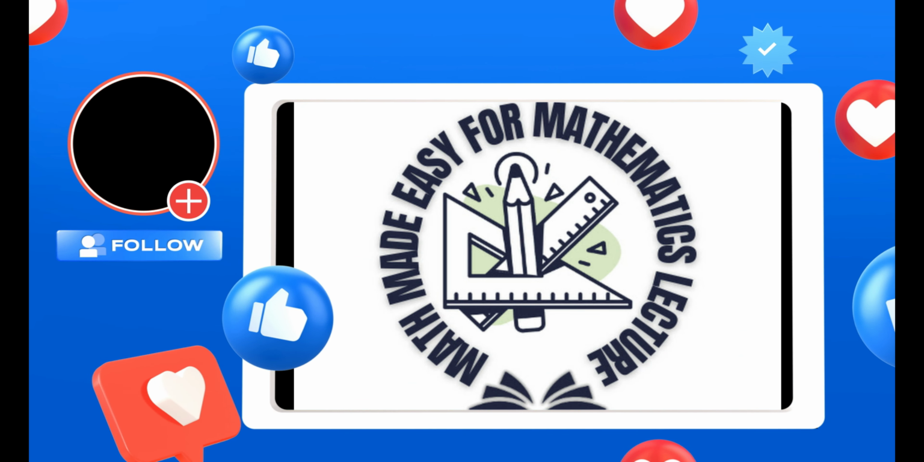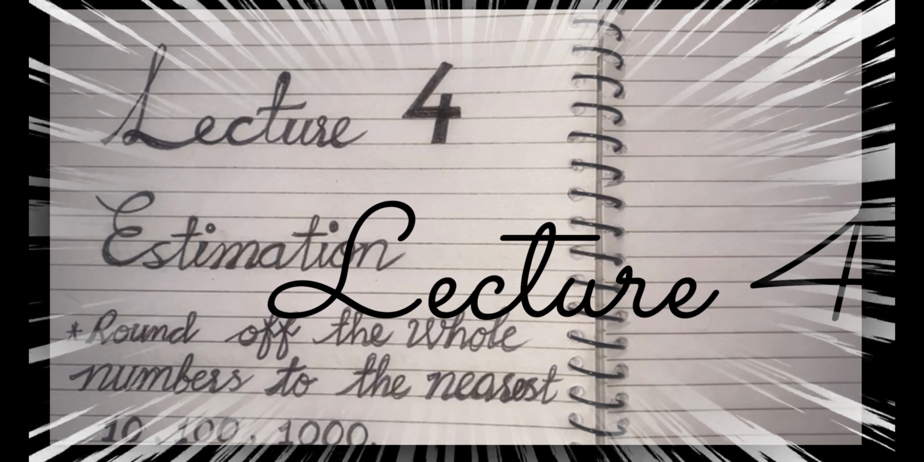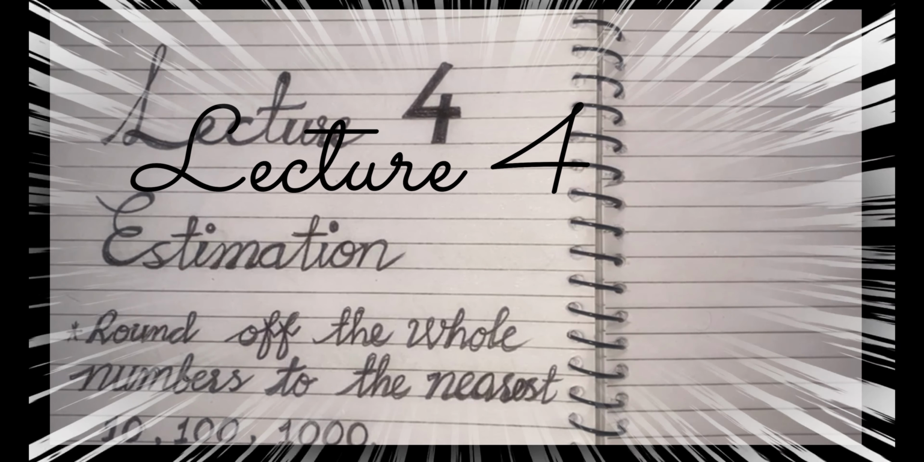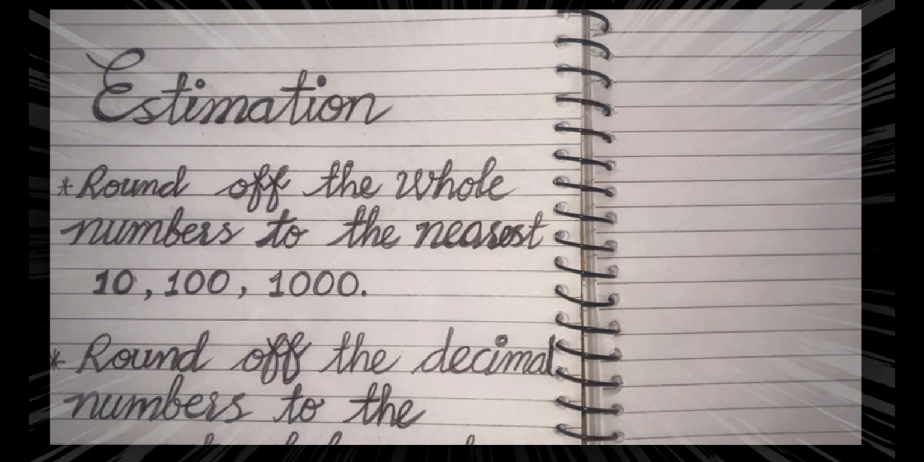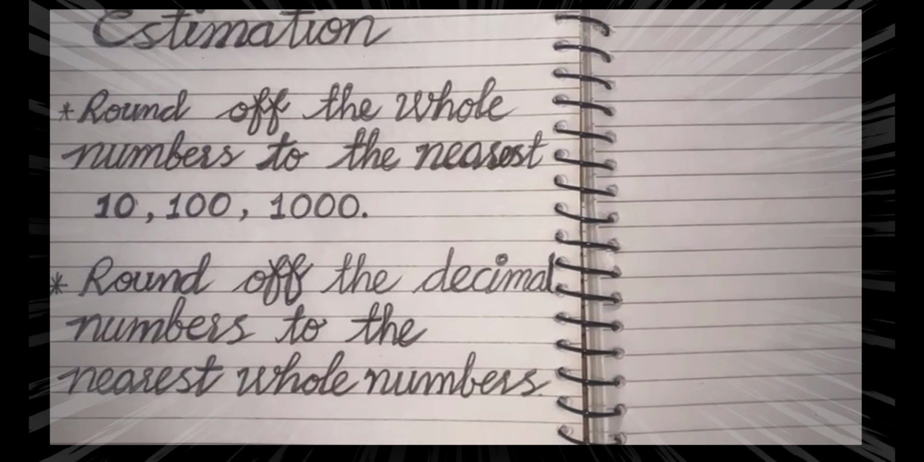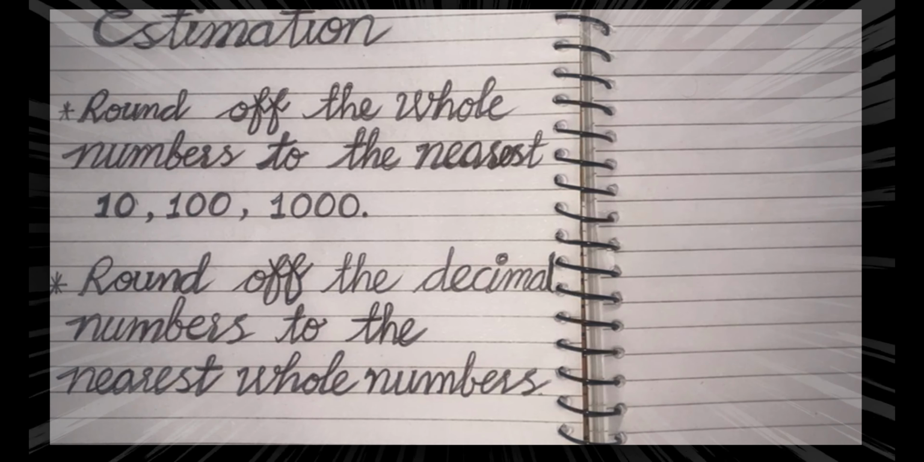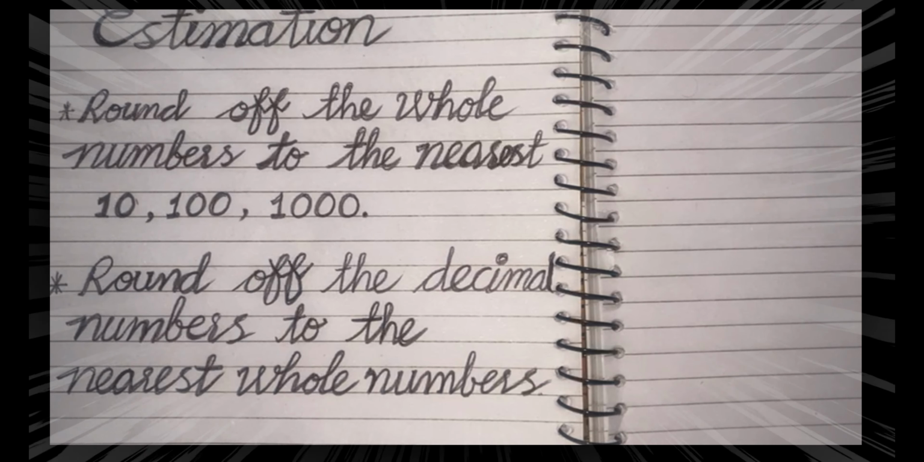This is Iram Simab. In today's lecture, lecture number 4, we will learn about estimation, in which first we will learn to round off whole numbers to the nearest 10, 100 and 1000. Next we will learn about rounding off decimal numbers to the nearest whole numbers. So let's start our lesson.